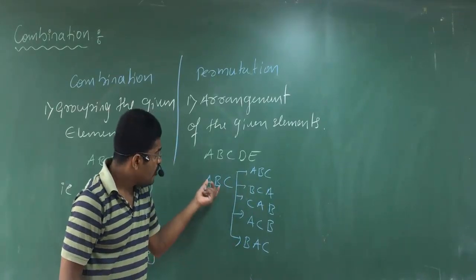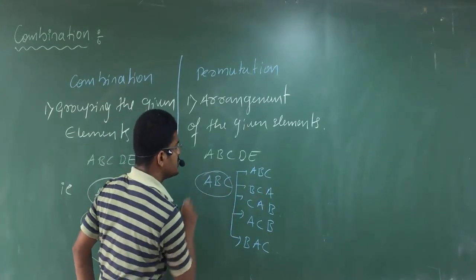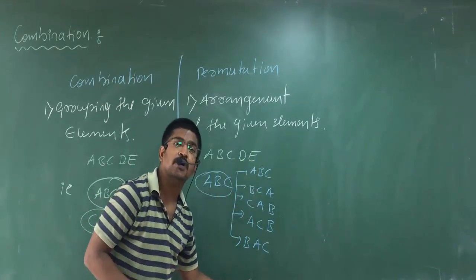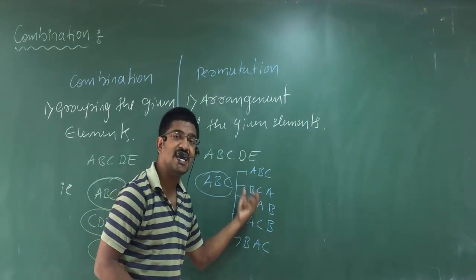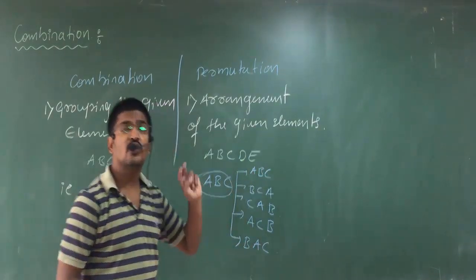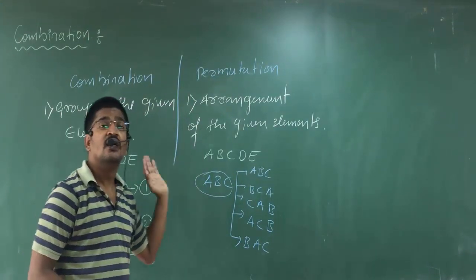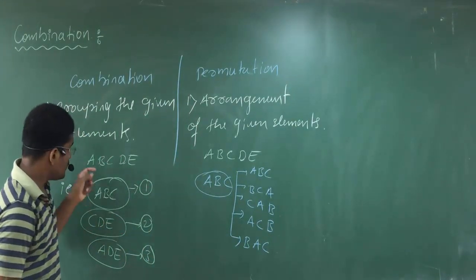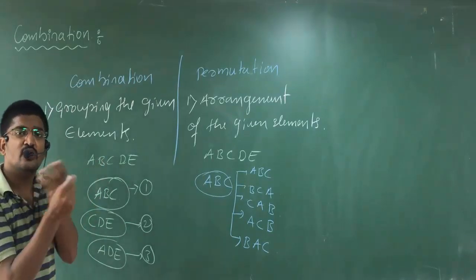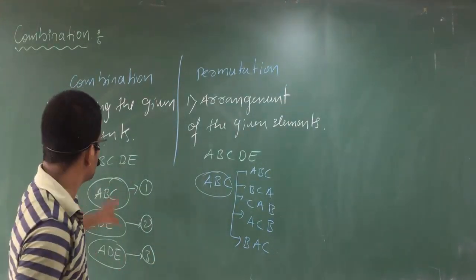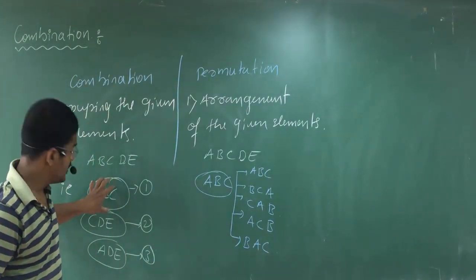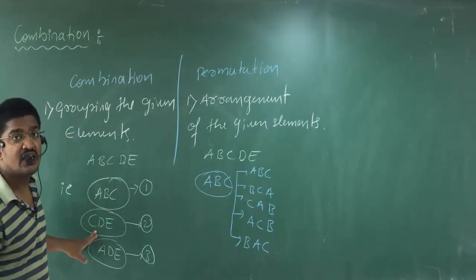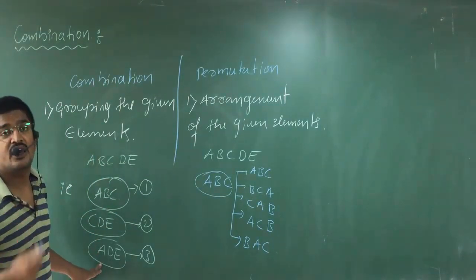That means from these 3 only, I can write my permutations, my arrangements. What is the difference between combination and permutation? Here, if I choose 3, A, B, C, that one group is over. I can't do anything more with these 3 elements. Next I have to go for other 3 elements.